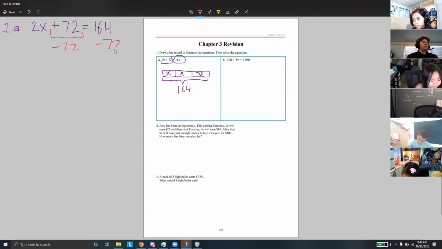So 2x plus 72 minus 72, this is going to cancel out, plus 72 minus 72. And then 164 minus 72, 4 minus 2 is 2, 6 minus 7 can't do it, take from this, make it a 0, 16 minus 7, 9. 2x equals 92.